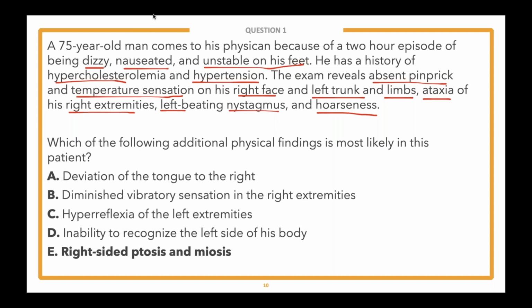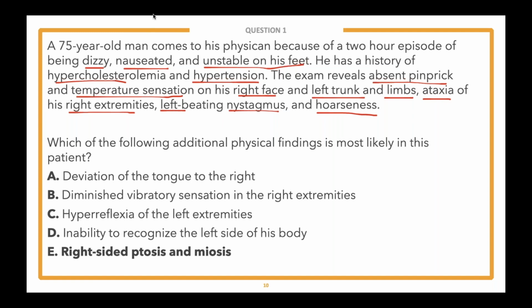And now our last one, answer choice A. Now, deviation of the tongue to the right indicates damage to the right hypoglossal nucleus of cranial nerve 12. And that is also located in the middle medulla. So it's important here to notice and know the difference between lateral medullary syndrome and medial medullary syndrome, okay? And in this case as well, it's supplied by the paramedian branches of the anterior spinal artery.